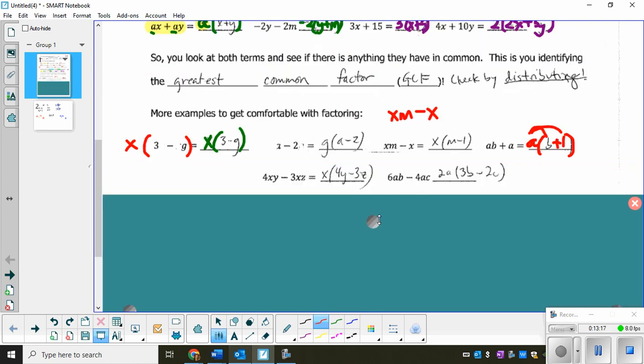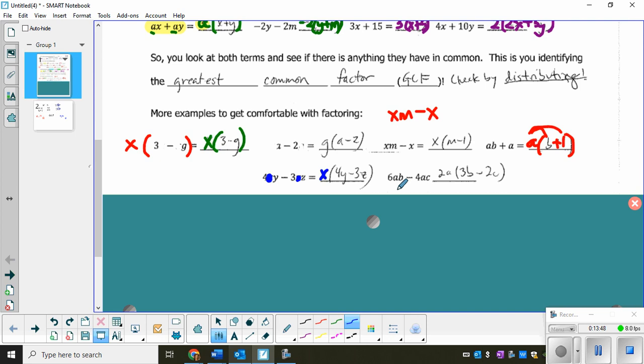And now we just have 2 more. These look a little bit trickier, but they're actually not. We have a 4xy and a 3xz. So 4xy and 3xz, there's nothing in common with the 4 and the negative 3, but the x is in both, so we're going to take out the x. If I take the x out of that, I've got 4y, and if I take the x out of this, I have minus 3z, and that's what's left over in the parentheses.